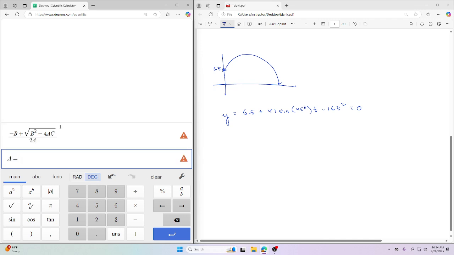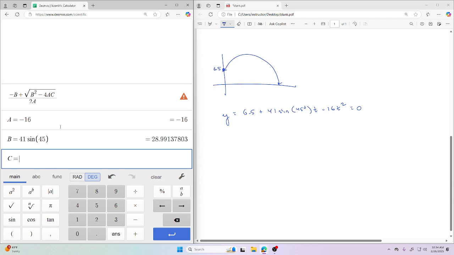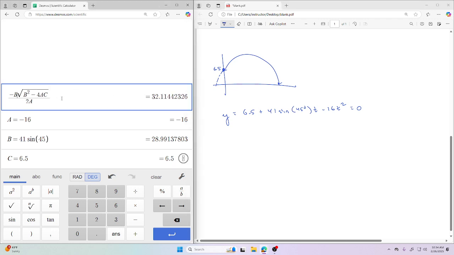So my A is a negative 16. My B is 41 sine of 45. Again, degree mode, it should be fine. And then my C is 6.5. Notice that we got a negative here. So that's not right. That's basically what happened, which is not what we're looking for. So I don't need the positive here. I guess I need the negative. Okay. And so then that would be time 2.0137 seconds. So note that I got the answer very quickly without having to kind of know what to do there.